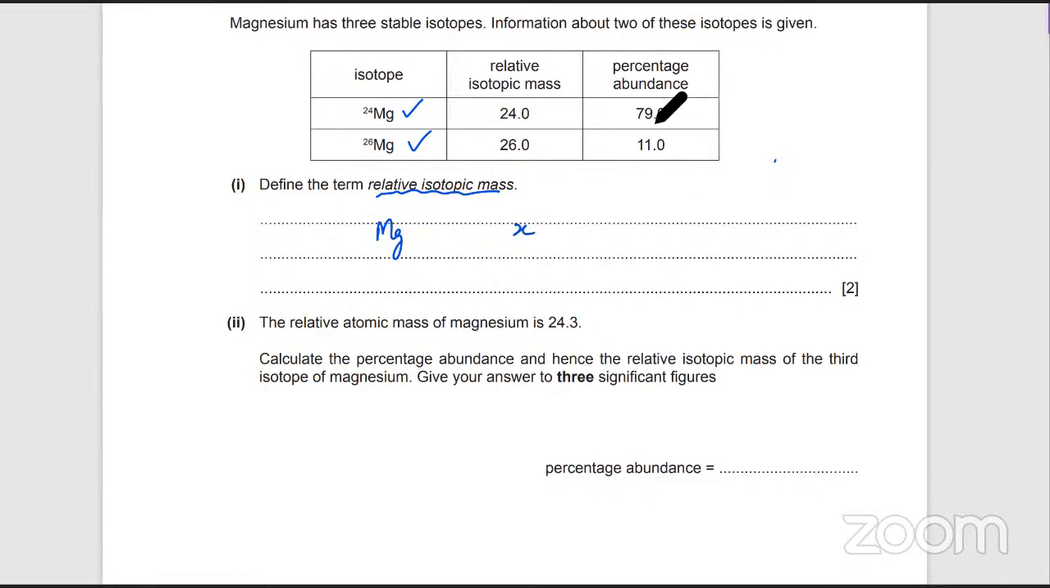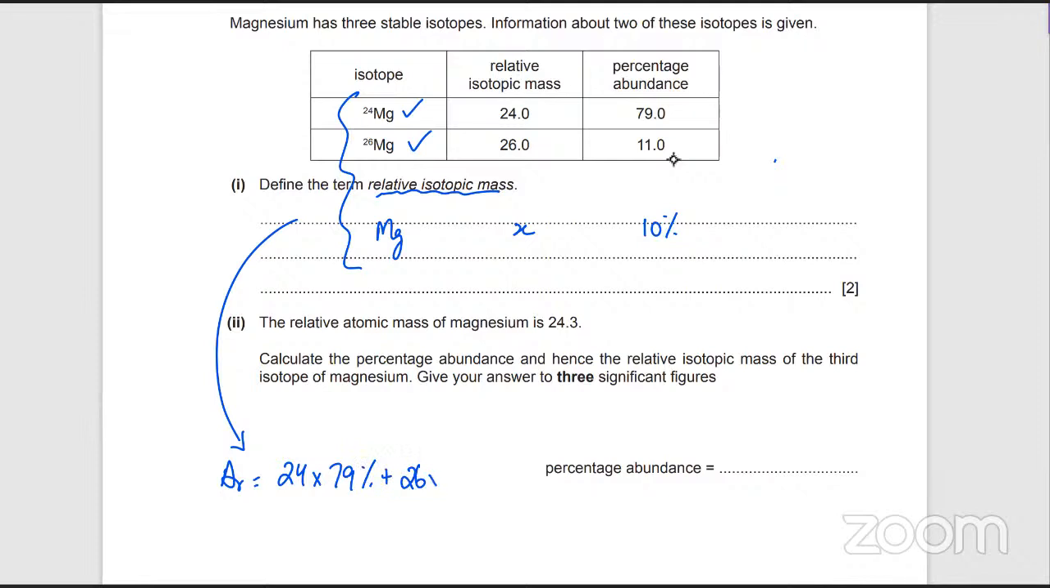What will the abundance be? The total abundance is 100%, so 79 plus 11, how much is that? That's 90%. So this is going to be 10%, okay? And you know what the Ar is. How do you calculate Ar? That's the relative atomic mass. Take the isotopic mass multiplied by the percentage abundance. Take the other isotopic mass, which is 26, and multiply it by the percentage abundance.